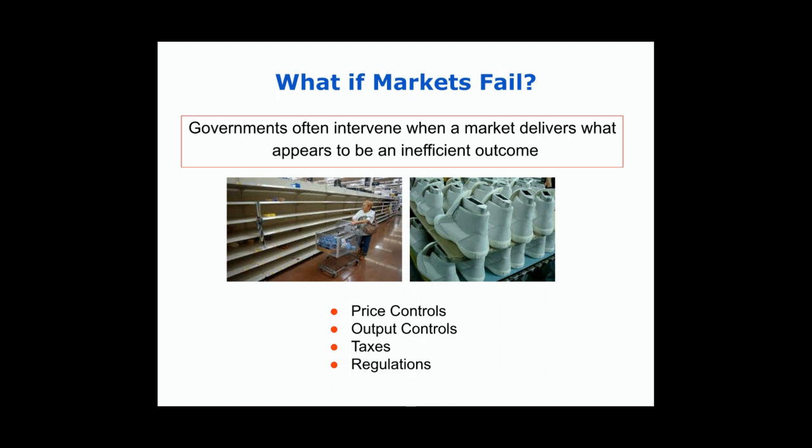They can intervene by trying to control a price to make it higher or lower than the market would, to set the output at an amount that's higher or lower than the market would, to create transfer payments either through taxes or subsidies, and then various regulations. All these are ways that the government can intervene when they believe that the market has generated an outcome that is either inefficient or undesirable. So let's take a look at some of these interventions and see what they look like.